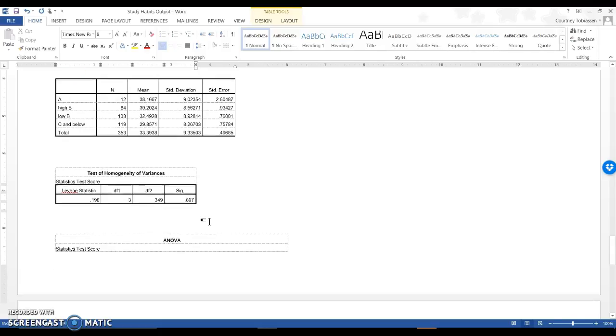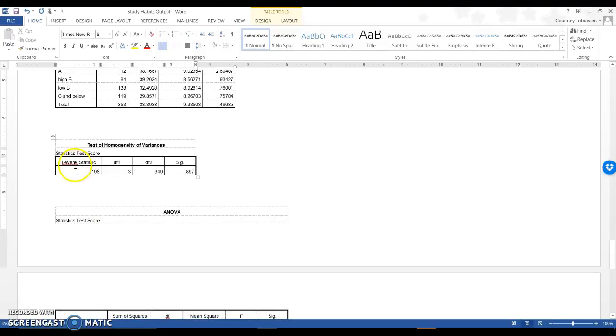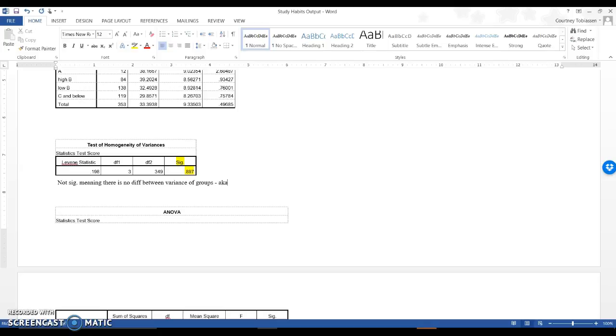The next table down is my test of HOV, homogeneity of variance. This is the Levene statistic. And I have a significance value of 0.90. So this is not significant, meaning that there is no difference between variance of groups, aka the groups all vary in a similar way, aka we meet the HOV assumption, which is good.